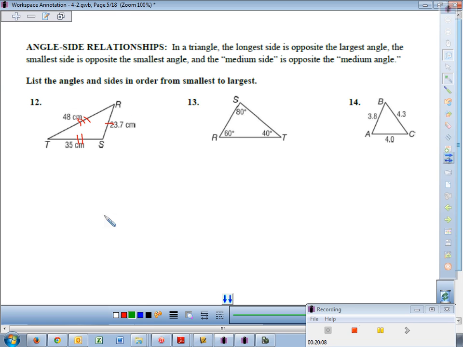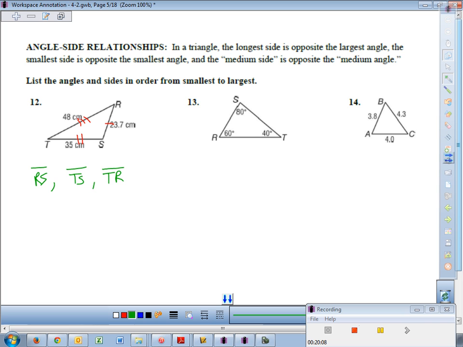We can list the sides right away. Which one's the shortest side? If I put RS, is that what you want? Segment RS. Medium one? Segment TS. Could you call it segment ST? And the long one, segment TR. Right? There's all our sides. That was pretty obvious. Shortest to longest.